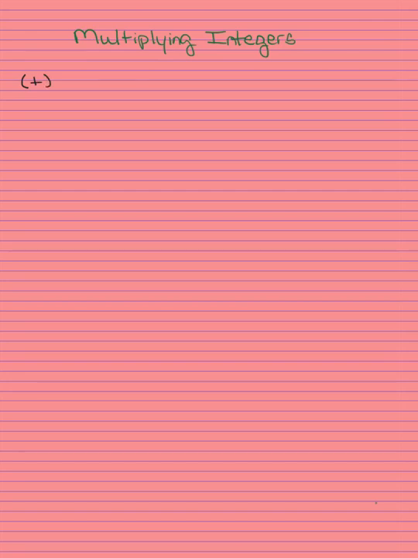Next, I want you to write positive multiplied by a positive. Draw an arrow and put multiply, a little slash and then positive sign.